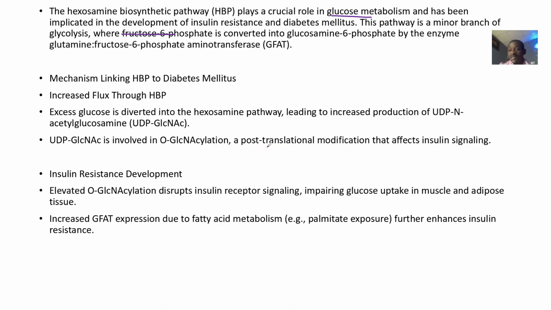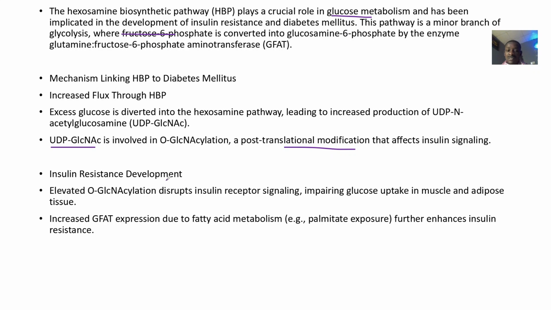So the mechanism linking this to diabetes is the increased flux through the hexosamine biosynthesis pathway. Excess glucose is diverted to the hexosamine pathway, leading to increased production of what? UDP-N-Acetylglucosamine. So the UDP-Acetylglucosamine is involved in glycosylation. Okay, so that's like a post-translational modification that affects insulin signaling.